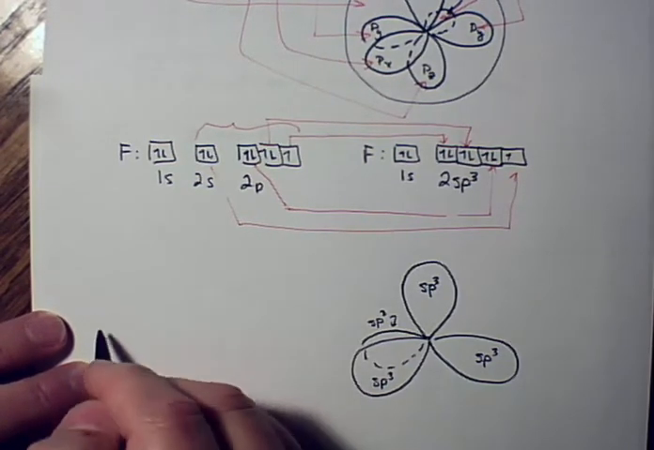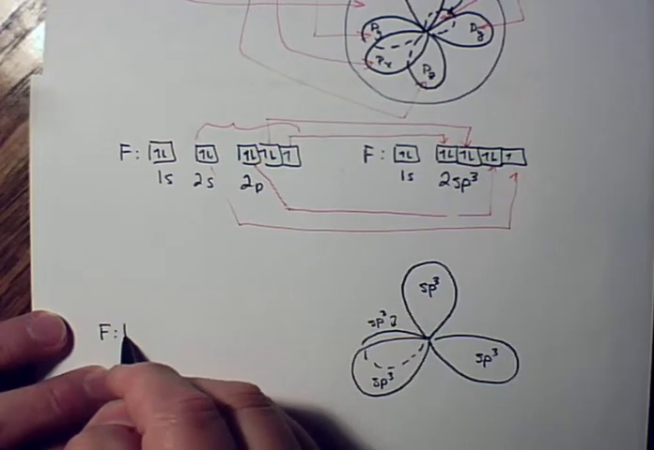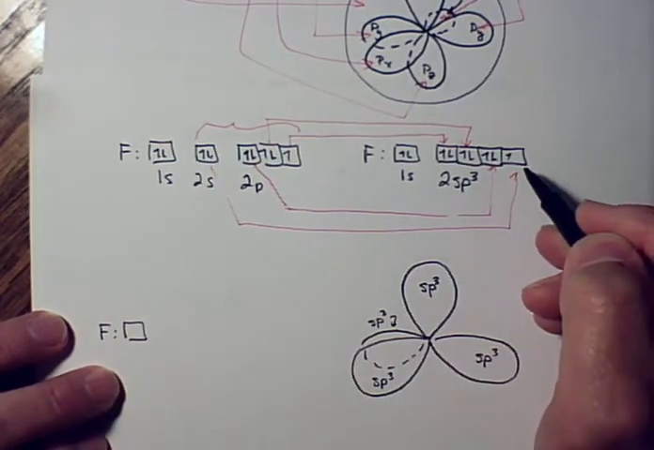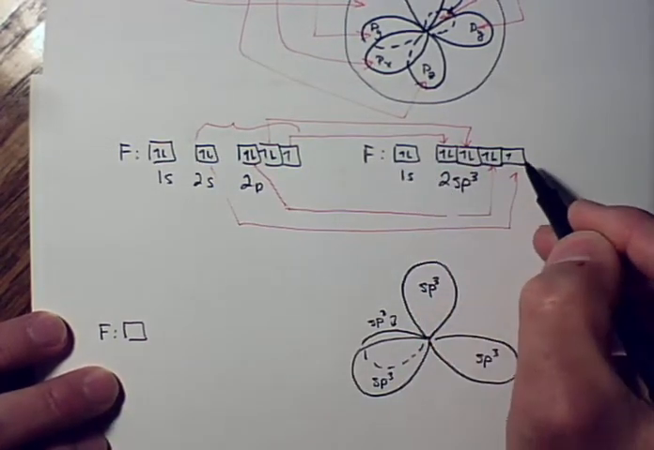So what I'm going to do here is to redraw this set of hybrid orbitals up here in orbital notation.